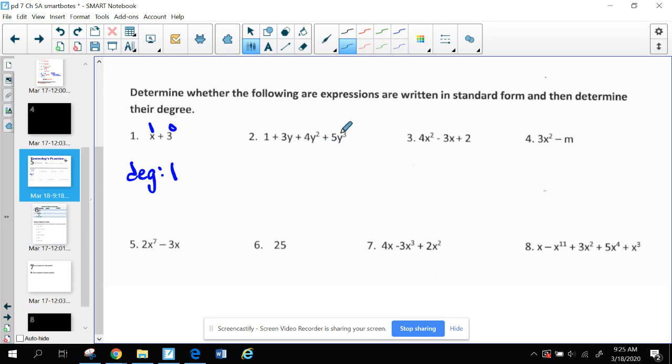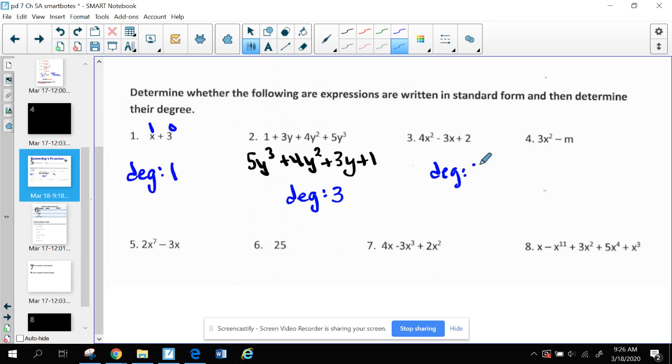So if this is a degree 3, we have to rewrite this 5y to the third plus 4y squared plus 3y plus 1. And then we would go through and we would do the degree of the biggest term. So this would be degree 3. Third example, already in standard form. So we just need to label the degree here. The degree should be 2 because this one is a 2.